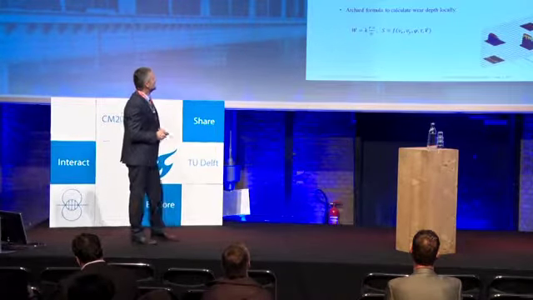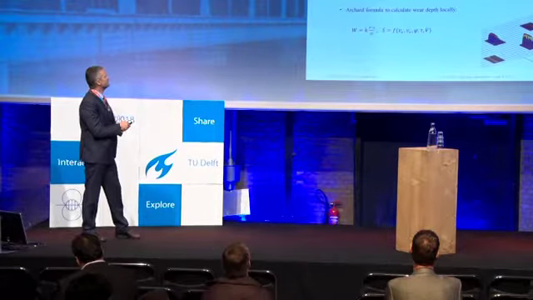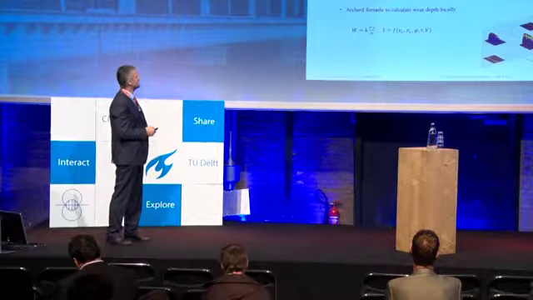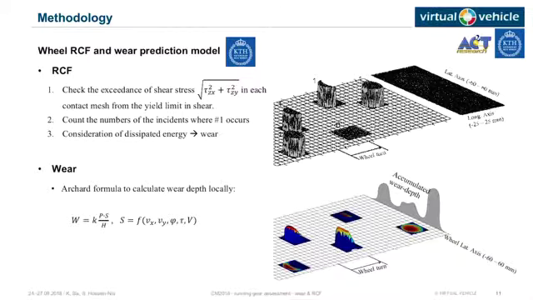So regarding wheel RCF and wear, we use the methodology developed by KTH. For RCF, we calculate the shear stresses in the contact patch locally and compare them with the yield stress. If they exceed the yield stress, it is counted in the RCF number. Some reduction of this RCF number is done dependent on the dissipated energy to account for the removal of cracks on the wheel surface. For wear, we use the Hertz model. I think it's very well known, and so we get the distribution over the wheel surface.